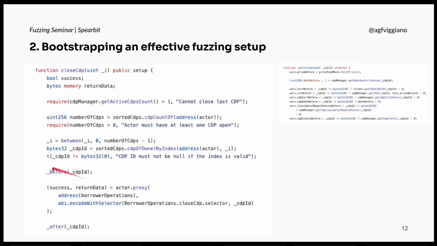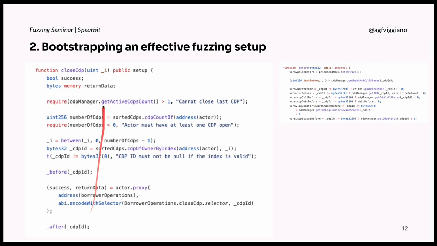And here we have also some helper functions just to do a snapshot of the state before the call and after the call, so that we later can compare what state changes happened. So for example, here we fetch the price, the collateralization ratio of the CDP, the amount of debt, amount of collateral, and so on and so forth. And then we can compare what changed and what should have changed and what didn't change.